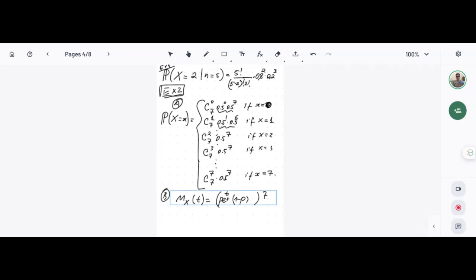And the expectation of X is going to be equal to n times p, where p is the probability of success. So we have 7 trials and the probability of success is 0.5. Therefore, you get 3.5. And the variance of X, as we have already found, is equal to n times p times 1 minus p, which is equal to 7 times 0.5 to the power 2. Okay? That is the answer to the third question.